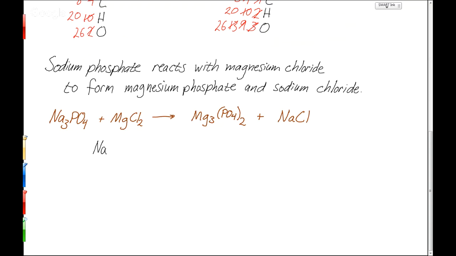But you can also recognize that PO4 doesn't change over the course of this reaction. It switches what it's with, but it's still PO4. So anything that stays a unit like that, we can balance as a unit. So we can just say how many PO4s are on this side and how many PO4s are on that side. And we can say phosphates, we can balance to whole phosphates instead of to P and O.